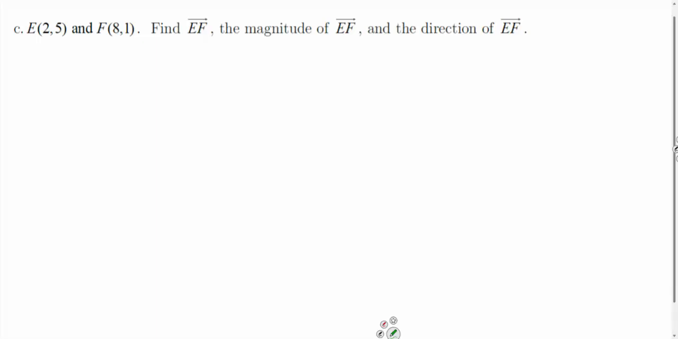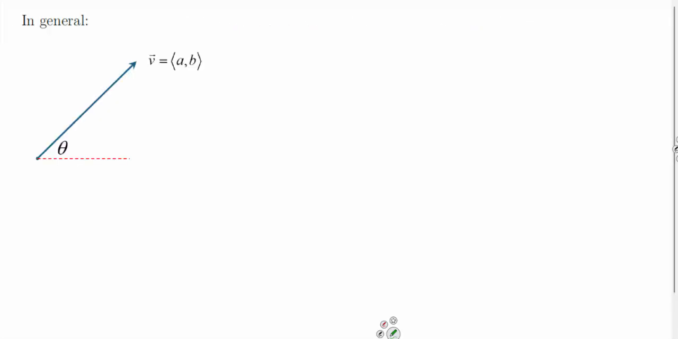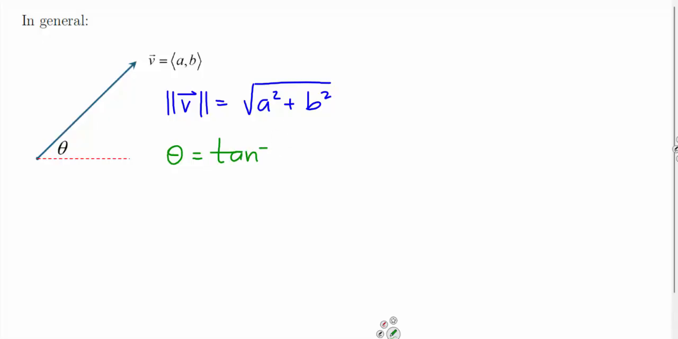Yeah, this one's also pointing to quadrant 4, right? 2, 5, 8, 1. So nothing super exciting. Let's get there. Okay? So in general, if I have a vector AB, right, the magnitude of that vector is just Pythagorean, square root of a squared plus b squared. The direction of that vector, theta, turns out to just be inverse tangent of what over what? Talk to me. A over b?